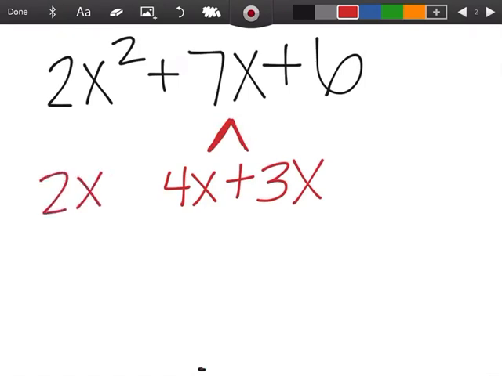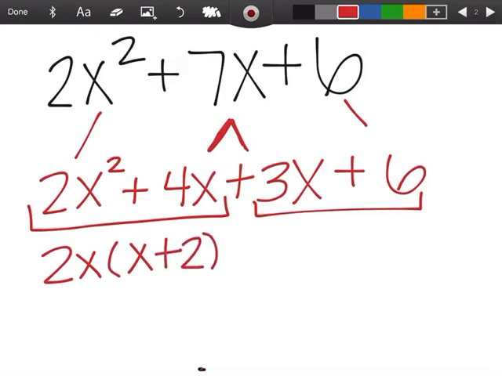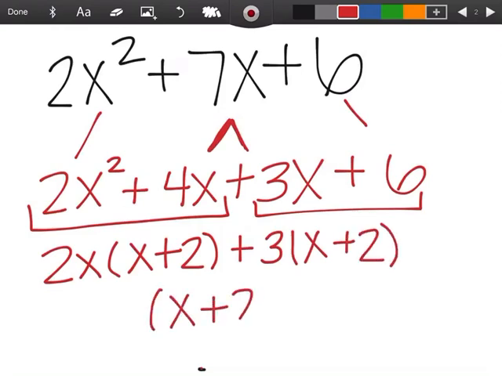So I'm going to bring down the rest of the problem. 2x squared plus 4x plus 3x plus 6. And now that I have 4 terms, I do my factoring by grouping. So I factor out what the first 2 terms have in common, which is a 2x, and in parentheses I'm left with x plus 2. And then I look for the GCF of the second 2 terms, which is 3. And then I'm left in parentheses with an x plus 2. So then my final answer is x plus 2 times 2x plus 3.